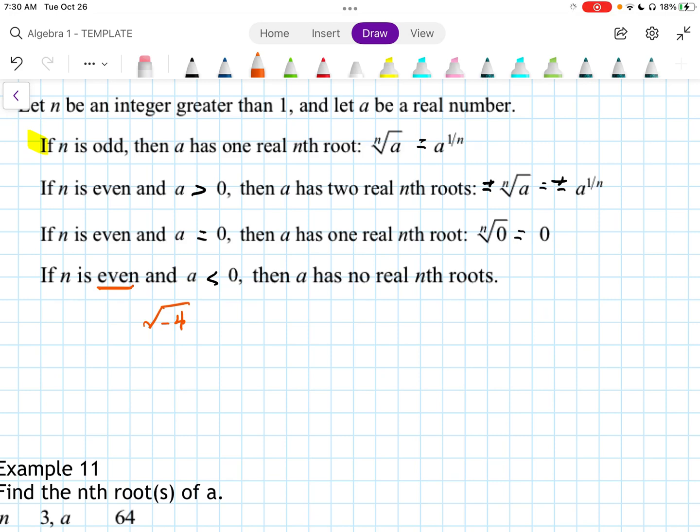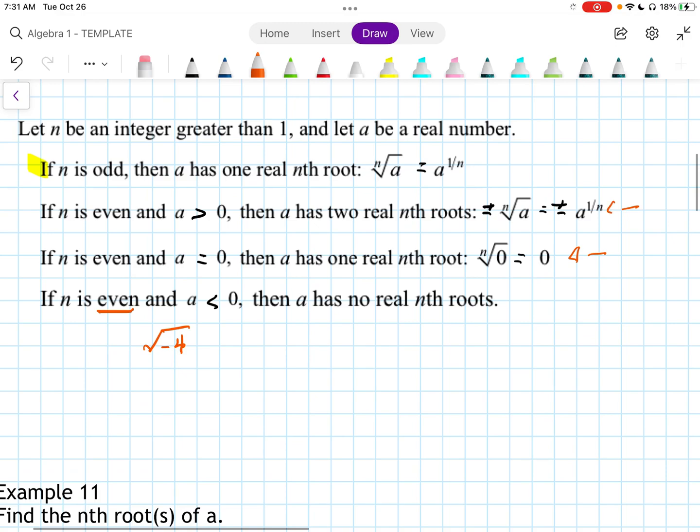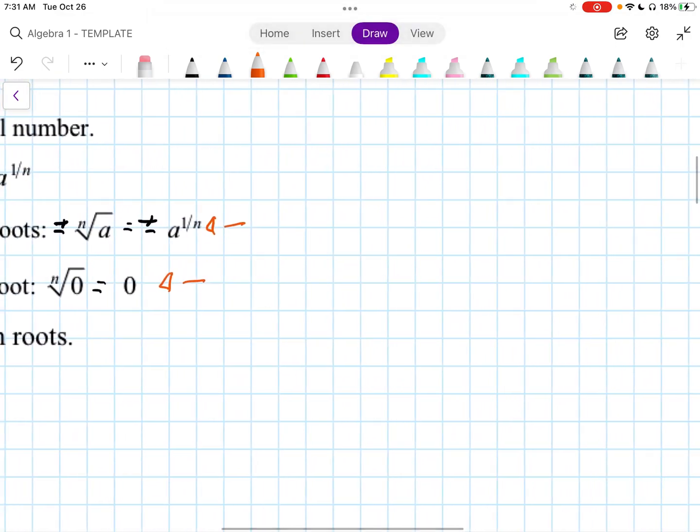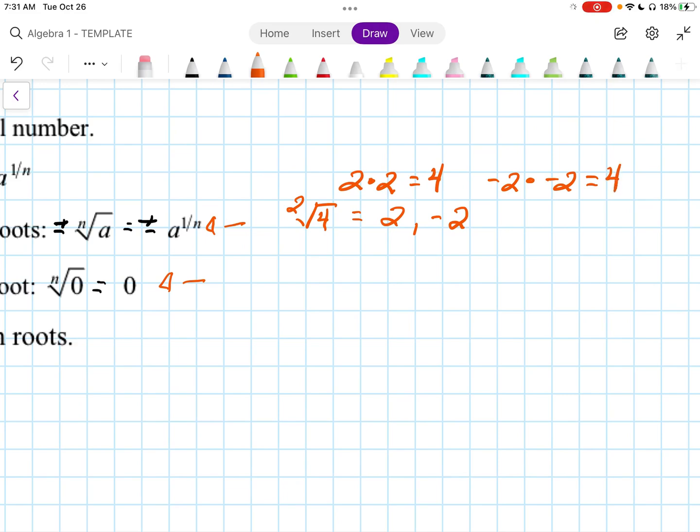Working our way up, we're looking at the 0 one. That one should kind of make sense, and we should be okay with that. Looking at this one here, what this means is that if you had the square root of 4, you could think about that as being 2 or -2, because 2 times 2 is 4, and -2 times -2 is 4, right? It makes it positive.